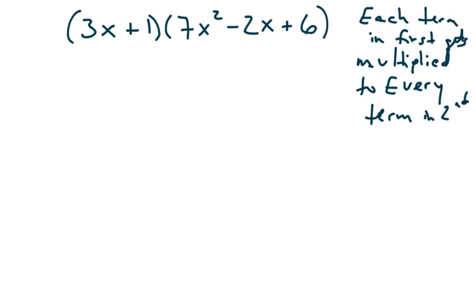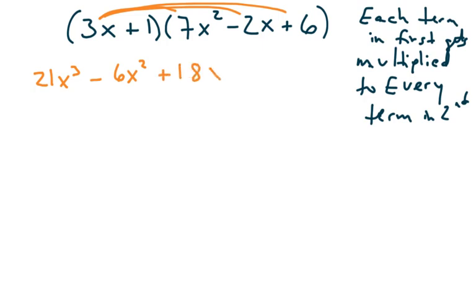So the same thing goes if you don't have a binomial times a binomial. Here we have a binomial times a trinomial. And it's going to be the exact same idea that each term in the first gets multiplied, or distributed, to everything in the second. So we can take the 3x and multiply it through. So that's going to give me 21x cubed minus 6x squared plus 18x. Now I'm going to distribute through the 1.